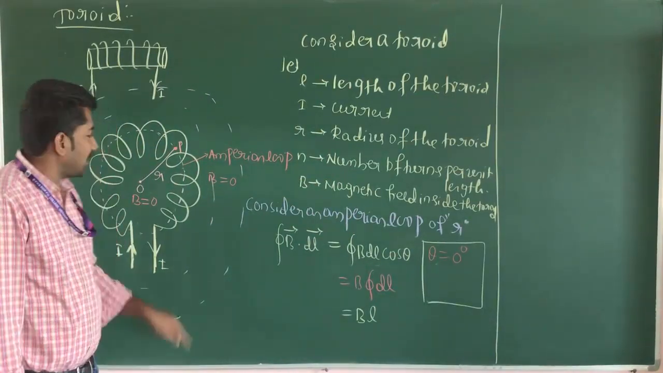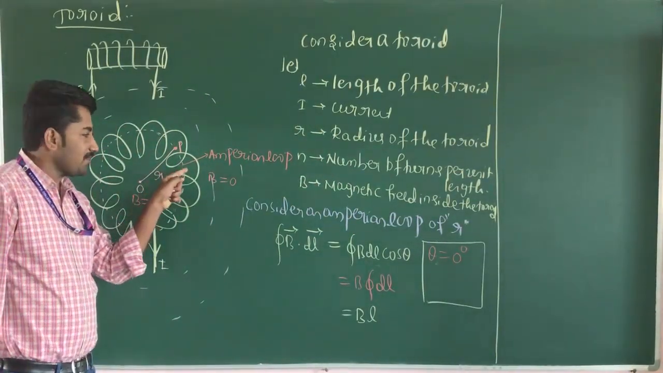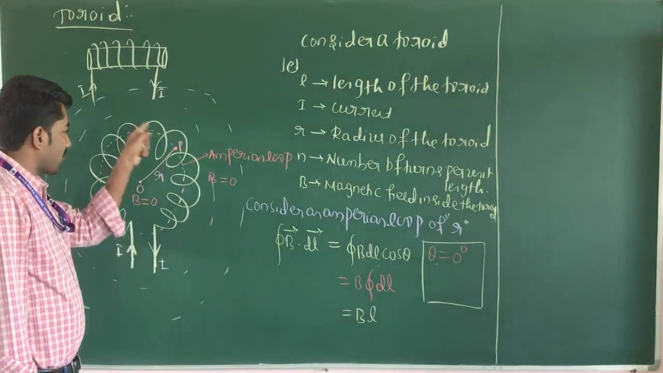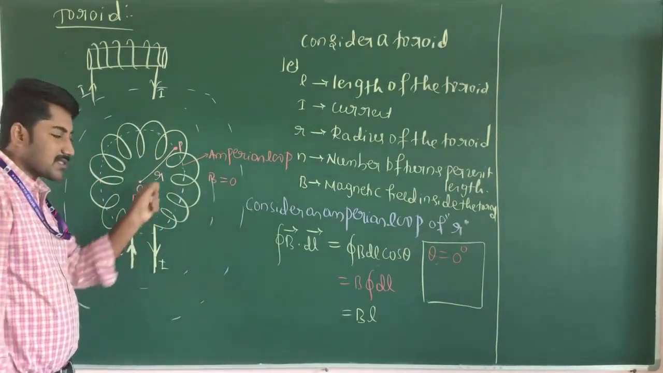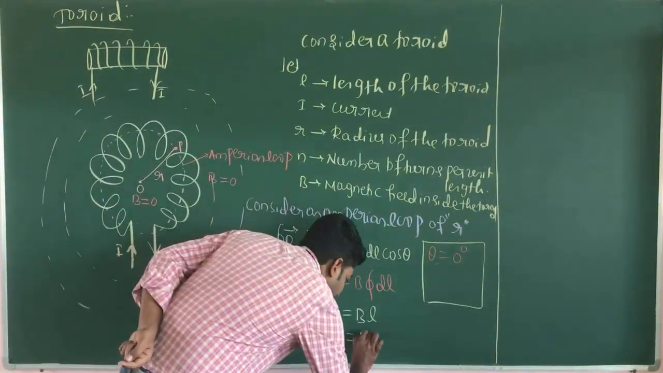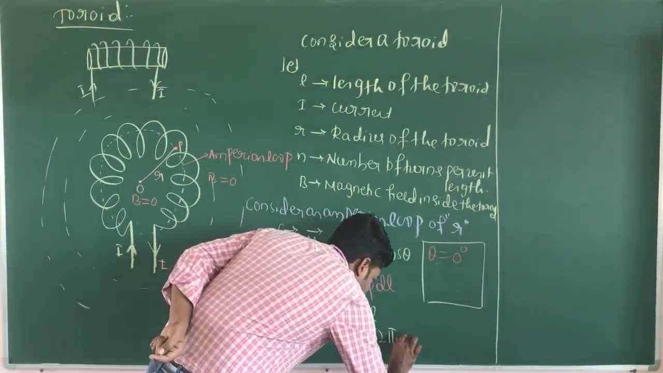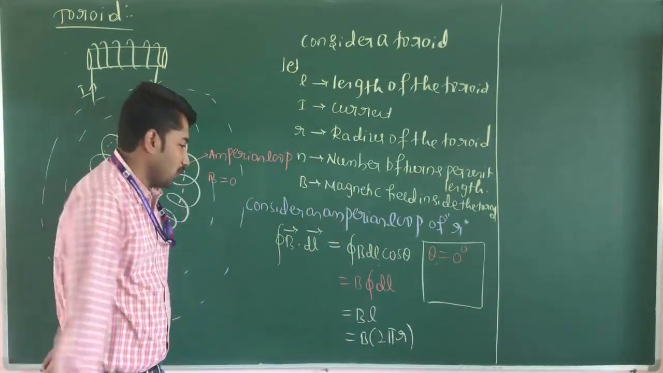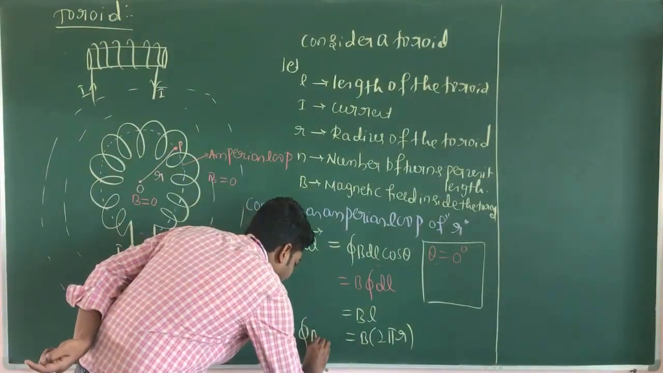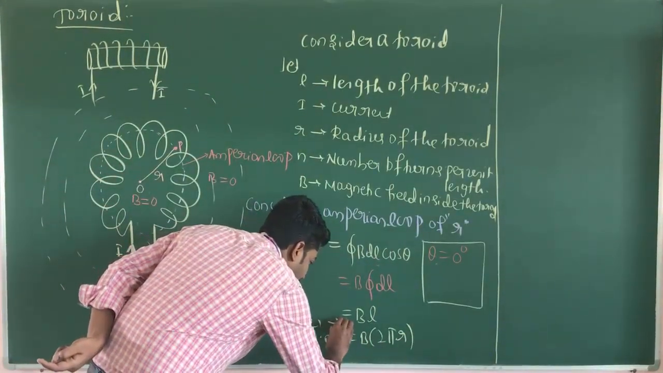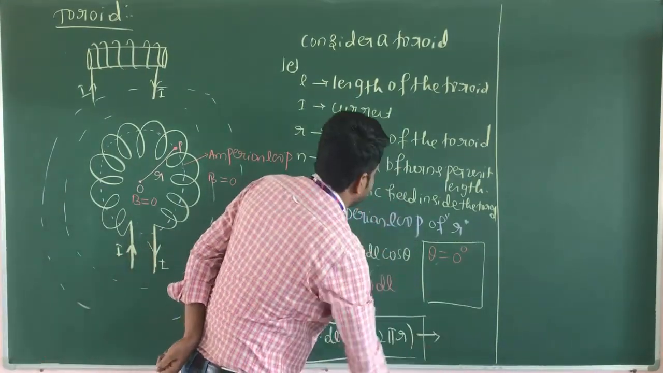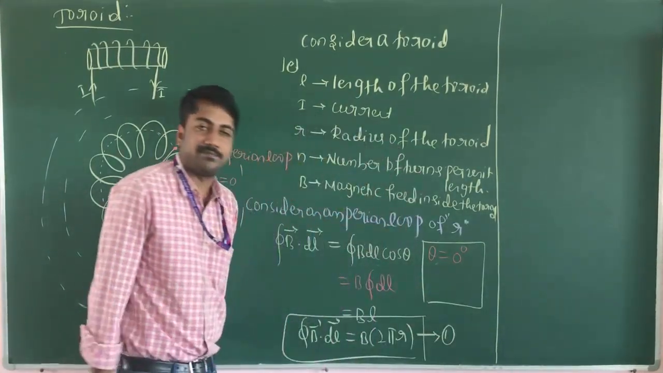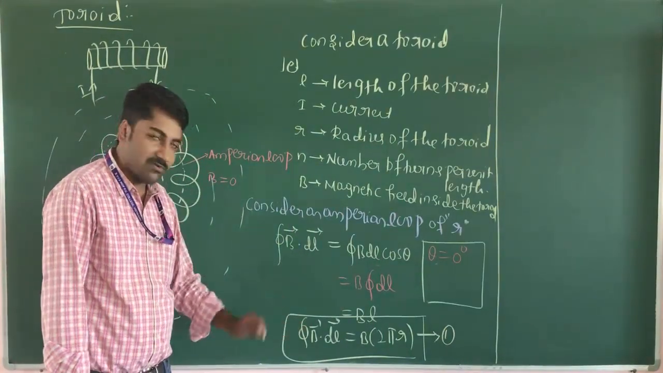How do we calculate the length of the toroid in this diagram? The toroid is in the form of a circular ring, so the circumference of the circle is 2 pi r. The line integral of the magnetic field due to the current element dl is equal to B into 2 pi r. This is equation number 1.